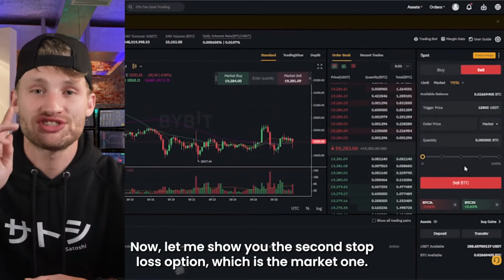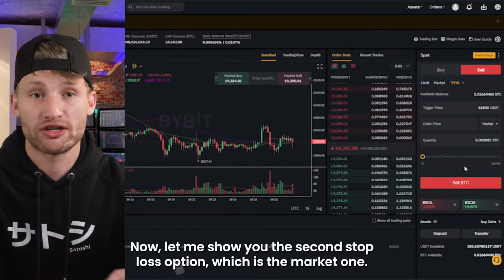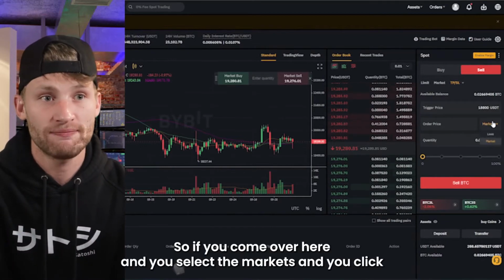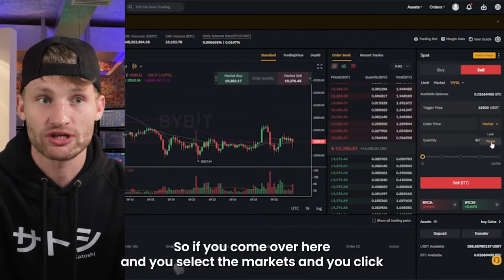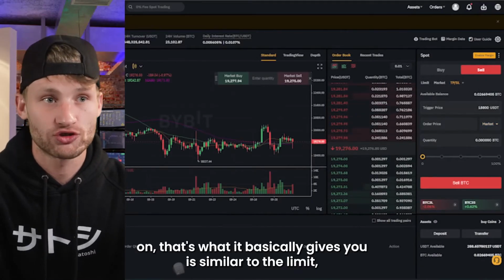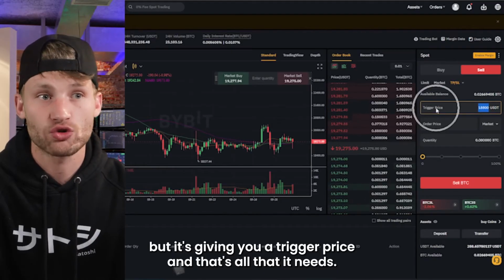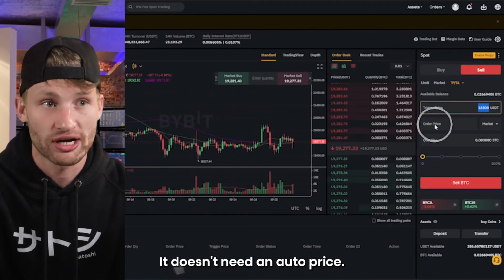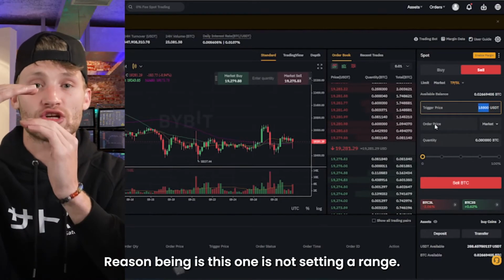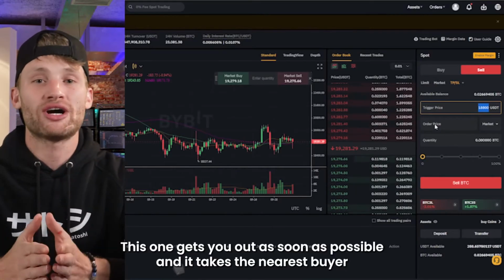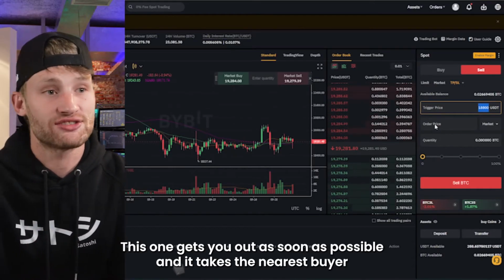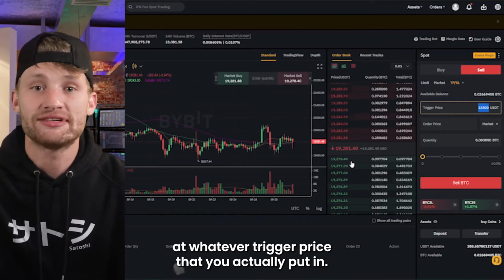Now let me show you the second stop loss option, which is the market one. If you come over here and select the market and click on that, what it gives you is similar to the limit, but it's giving you a trigger price, and that's all it needs. It doesn't need an order price, because this one is not setting a range. This one gets you out as soon as possible, and it takes the nearest buyer at whatever trigger price you put in.